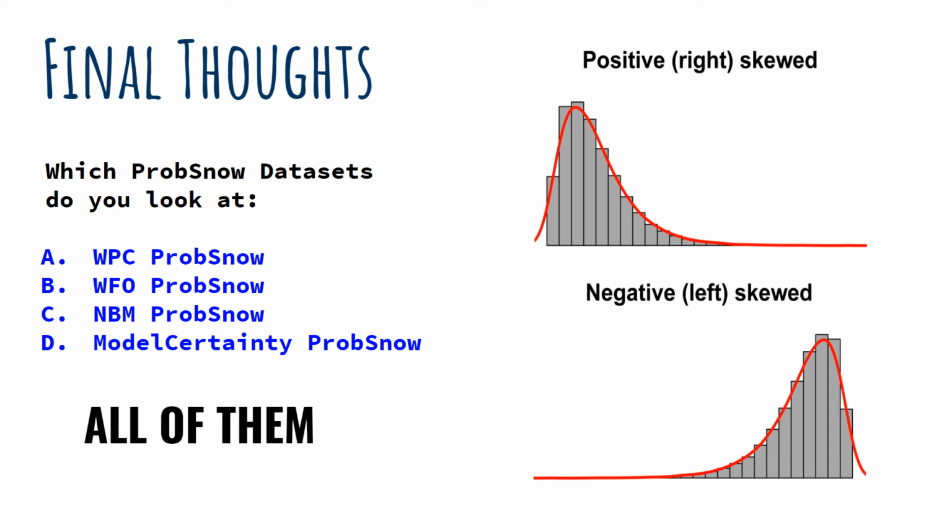And when we get into the range of day 3, where WPC and WFO ProbSnow is available, I start comparing that data to the NBM and the Model Certainty. Are they all generally showing the same range? If not, why? And then I investigate it further. Is this an all-snow event, or is there some question on precipitation type? Which of these data sets have the most robust precipitation type calculations? Which are just using standard levels and could potentially miss the warm nose completely?